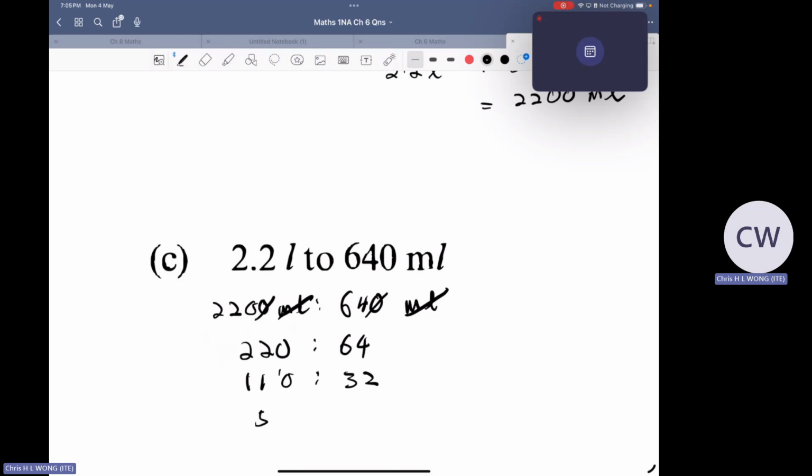5 times 2, 10. 55 is to 1 times 2 is 2, 6. I think 55 to 16 cannot change already, right? Lowest. 55, you can only divide by 5. 16, not possible. So I don't think you can do anything. All good? Easy, yeah? So now starts the more difficult one. All these are considered easy.